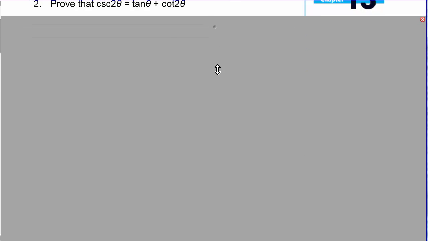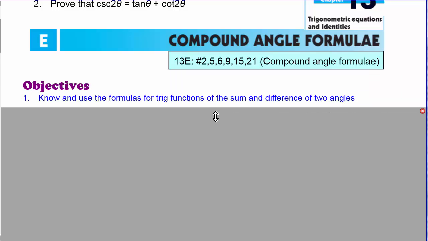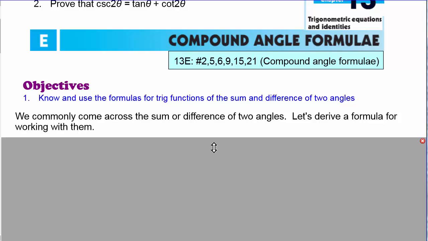The lesson today is about the compound angle formula. And what we want you to understand is how to work with trig functions when you have a sum or a difference of angles, two different angles. So you'll remember that one of the common mistakes in trig is to say that something like the sine of alpha plus beta is equal to the sine of alpha plus the sine of beta. That's not true. That's not true.